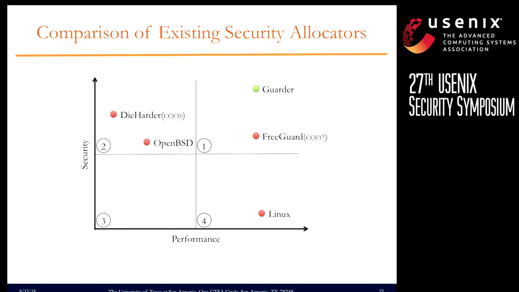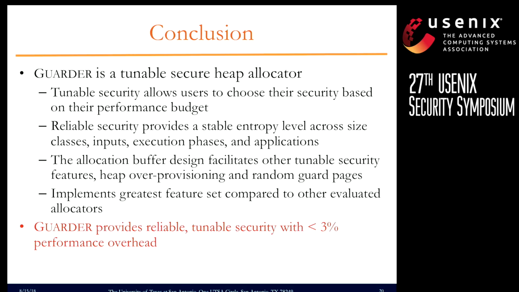Which leads me to conclude by saying tunable security allows users to choose their security level based on the performance budget. Reliable security provides a stable entropy level across size classes, inputs, execution phases, and applications. The allocation buffer design facilitates other tunable features like the heap overprovisioning and random guard pages. And Garter implements the greatest feature set compared to the other evaluated allocators, all with less than 3% performance overhead on average.